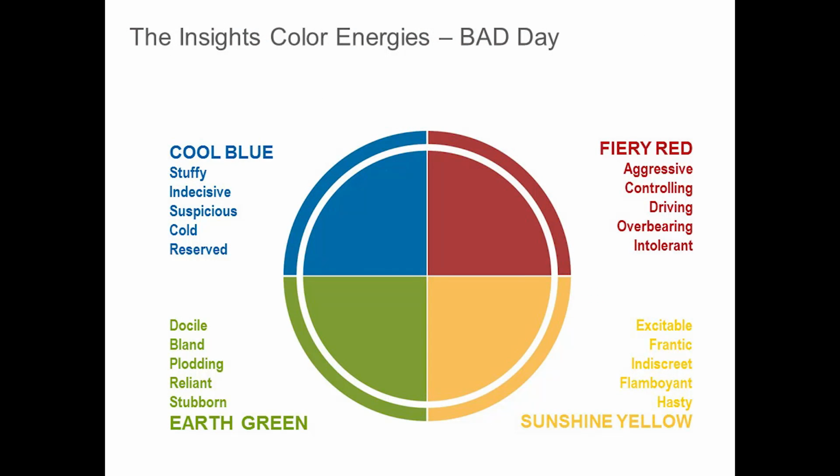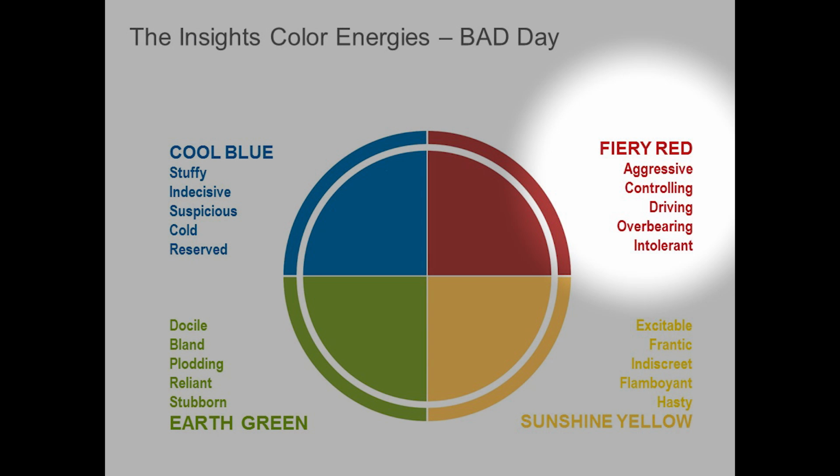Let's move to our understanding of what we would call bad day use of energies. What tends to happen when we are under stress is we show up a little bit differently, and we're interacting with others differently. Those 4 colors show up in a different manner.